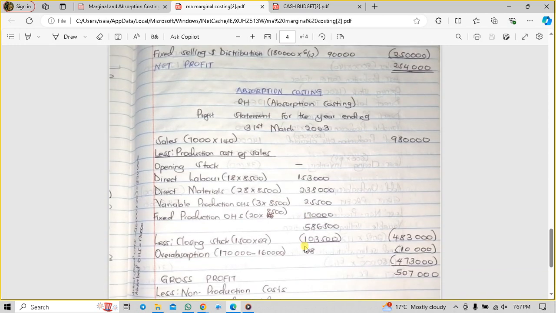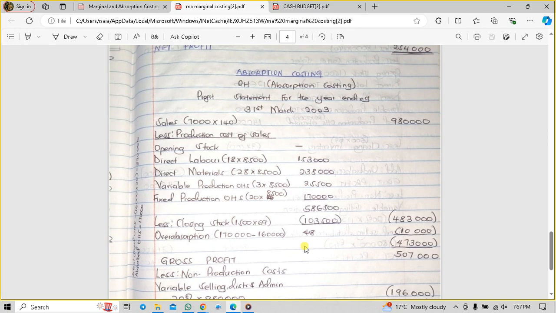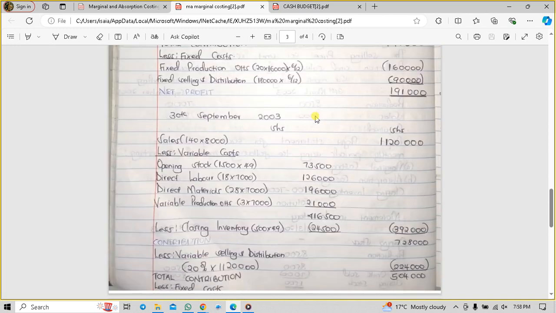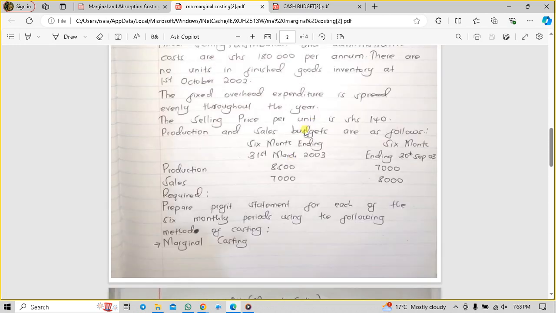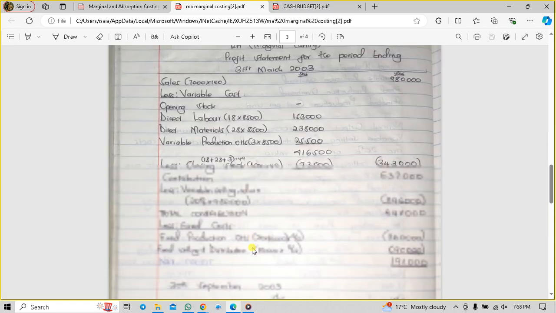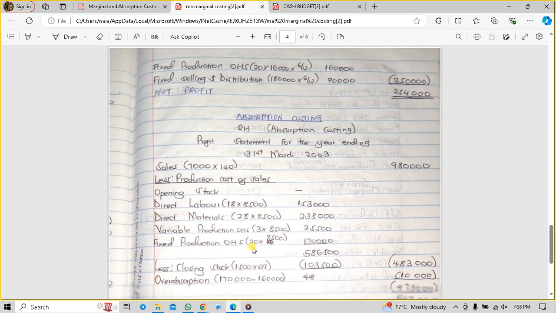So you can be told to use the absorption costing method to calculate profit. So what you do, you take RH, that is the name of the company. We are using the absorption costing method, profit statement for the year ending 31st March 2003. So this is the first 6 months. You're going to start with this one to calculate absorption costing.